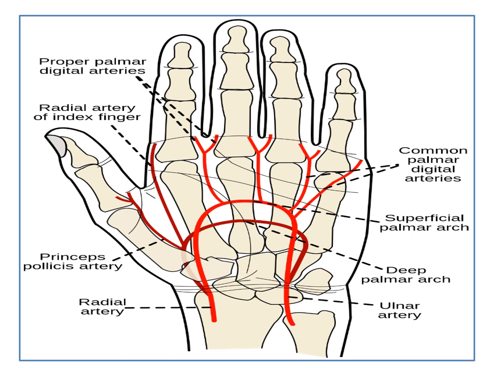So for example, we have the princeps pollicis artery supplying the thumb, we have the radial artery of the index finger supplying the index finger, and we have the proper palmar digital artery and the common palmar digital artery supplying the rest of the fingers. And this, in a nutshell, just captures the blood supply to the hand. And that's why we tend to say that the radial artery and the ulnar artery would eventually give blood supply to the hand.